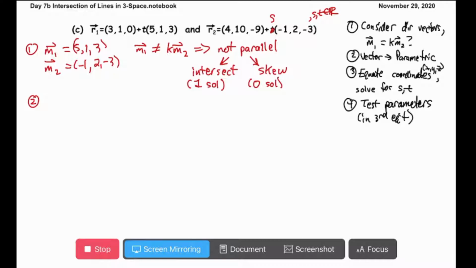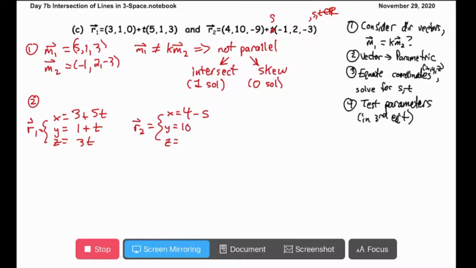Step 2, let's find the parametric form of each of our lines. So my line R1, and I'm going to remember to write my x, y, and z equals this time. Well, let's plug in our values. So the parametric equations for line 1 are going to be 3 plus 5t, 1 plus t, and 0 plus 3t. And for line 2, x, y, z, we're going to have 4 minus s and 10 plus 2s and -9 minus 3s.